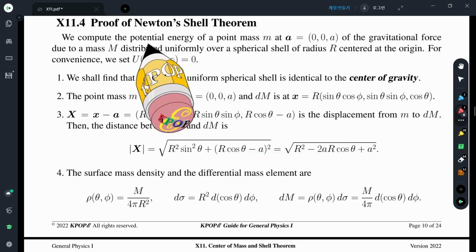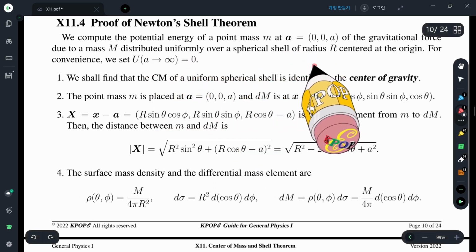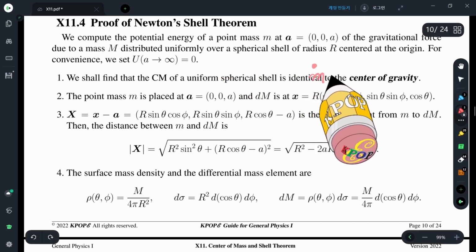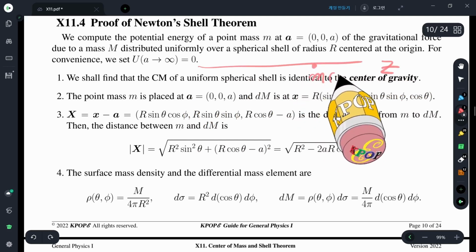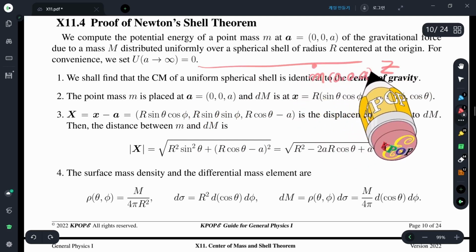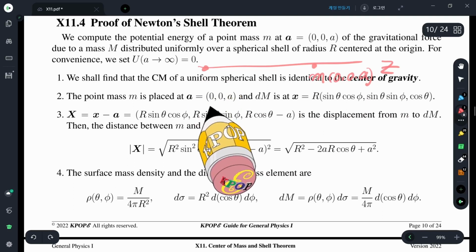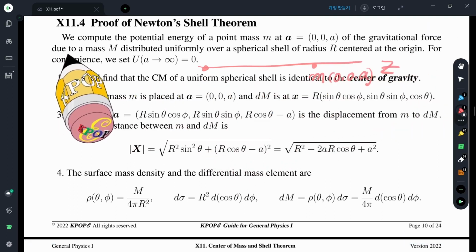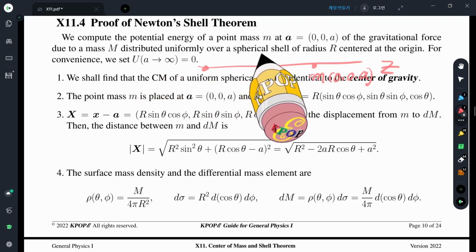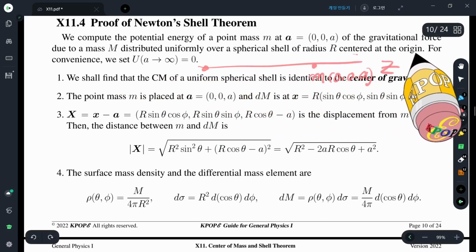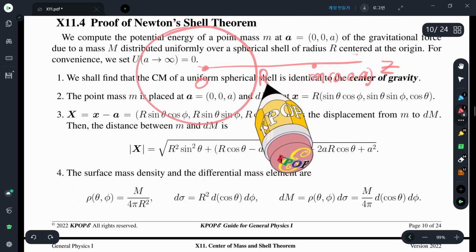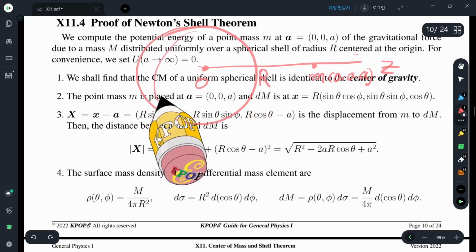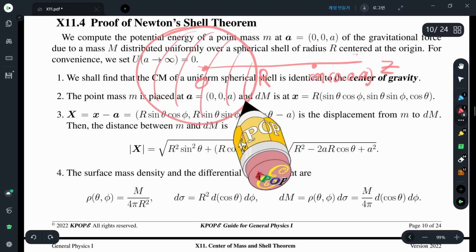Let us compute the potential energy of a point mass, m. m is placed along the z-axis. The coordinate is (0, 0, a), and there is the origin. Gravitational force due to a mass M distributed uniformly over a spherical shell of radius R centered at the origin. Origin is here, and there's a sphere of radius capital R, and the spherical shell has a uniform mass distribution.